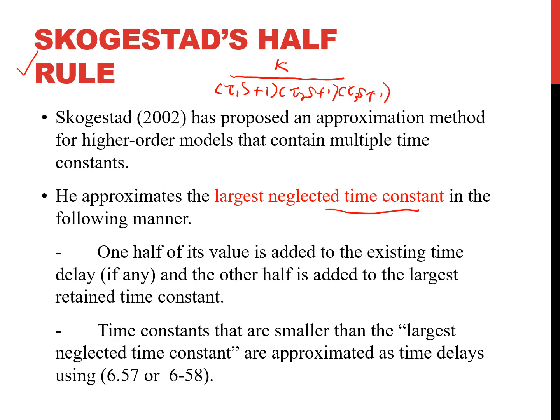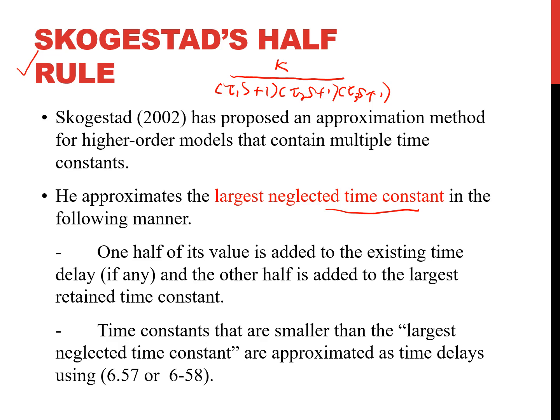So here in this case, based on the Skogestad half rule, the largest neglected time constant is treated in the following manner. Half of its value is added to the existing time delay, and the other half is added to the largest retained time constant. So meaning that here you need to take into account the time constant given. One of the time constants will be divided by half.